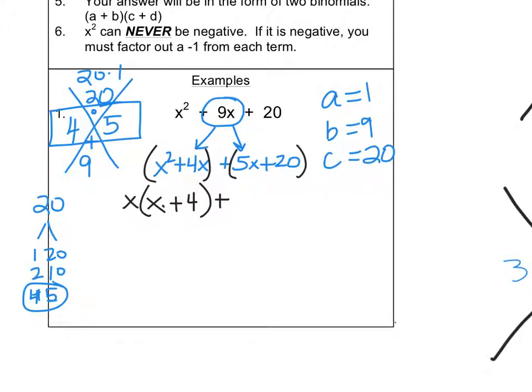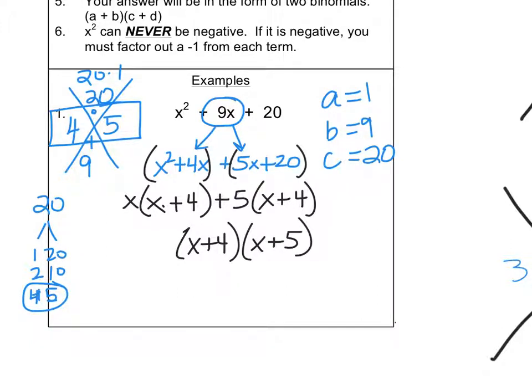What's the biggest number that goes into 5 and 20? Well, that happens to be 5. They both don't have x's, so I don't need to take an x out. So 5 divided by 5 is 1, and 20 divided by 5 is 4. Okay, and then what do they have in common? They have an x plus 4, both in parentheses. And what's outside the parentheses? x and plus 5. Okay, so this is your final solution for factoring.